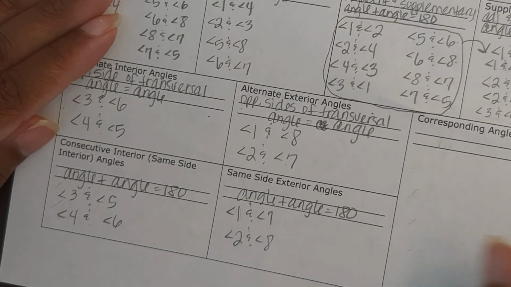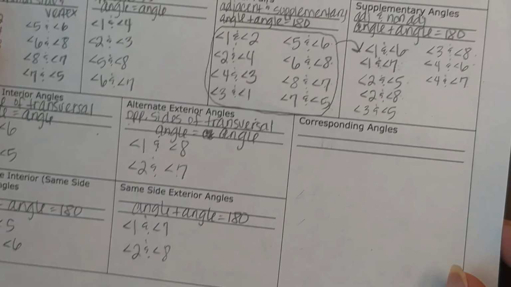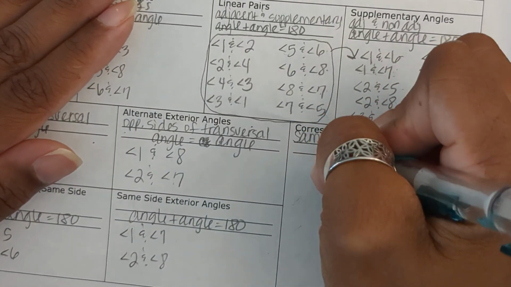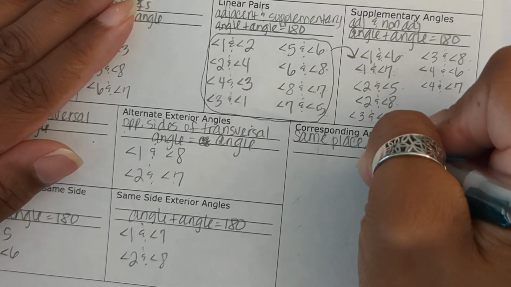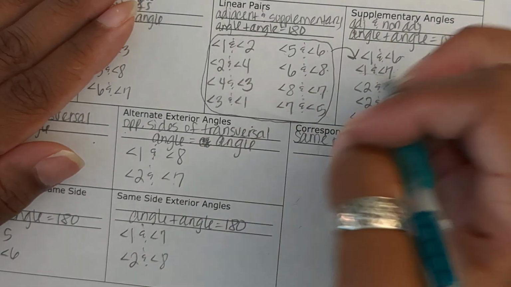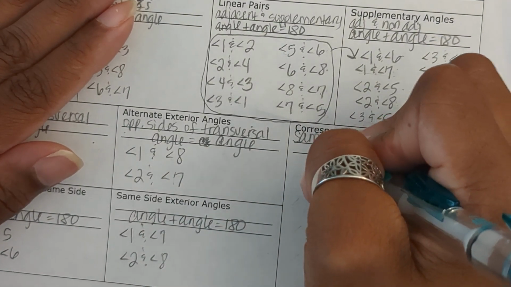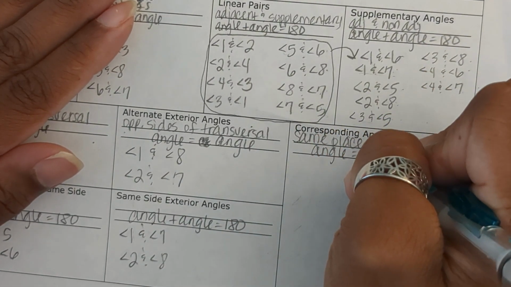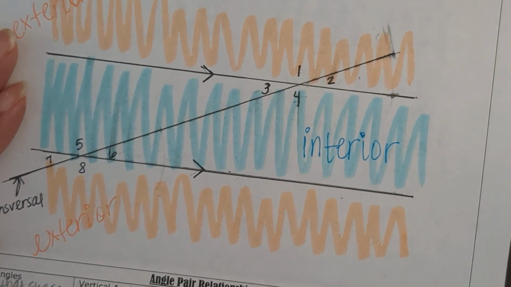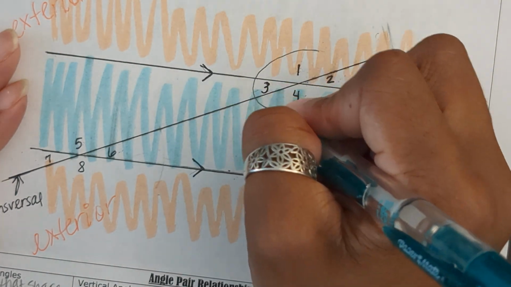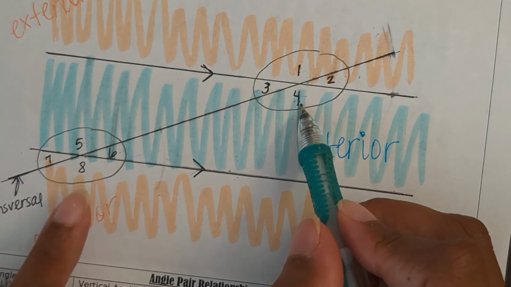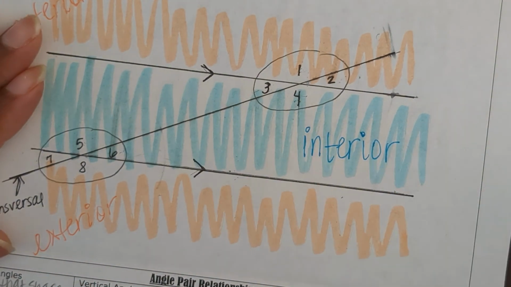All right, lastly, we have corresponding angles over here. Corresponding is just going to mean that they are in the same place, but in different groups. And these are going to be equal to each other, or congruent. So that's angle equals angle. Let's go take a look at the diagram real quick to see what I'm talking about. I'm going to actually circle these. Hopefully that'll help to see the groupings. So we have this group of angles and we have this group of angles.